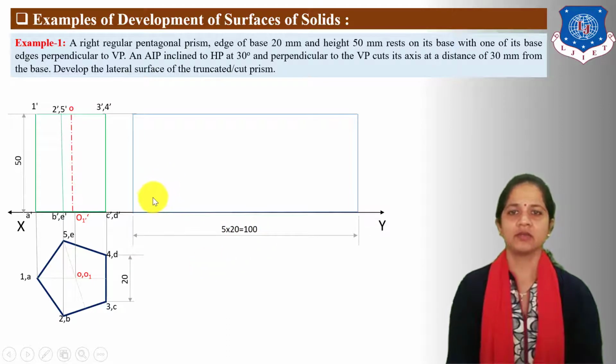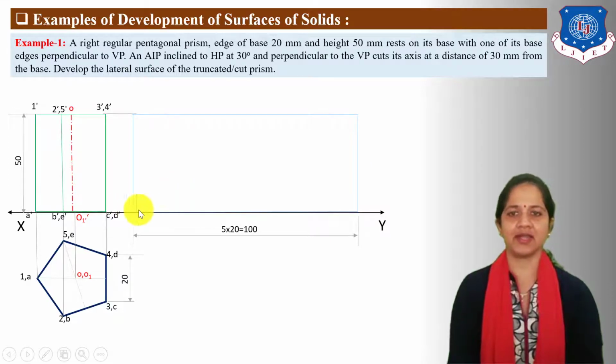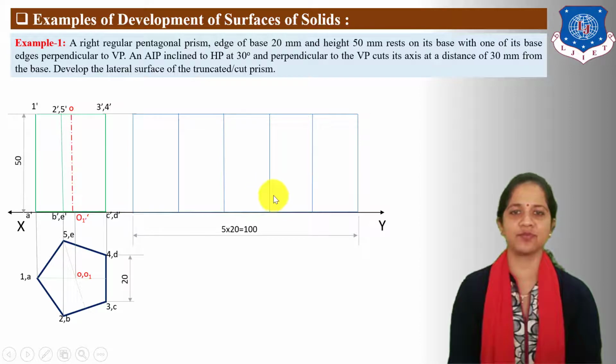Next draw the pentagonal prism rectangular faces inside this rectangle. The pentagonal prism has 5 rectangular faces and the length of each rectangle is 20 mm. So take 20 mm length and draw a total of 5 rectangular faces inside this rectangle. Next mark points in development.